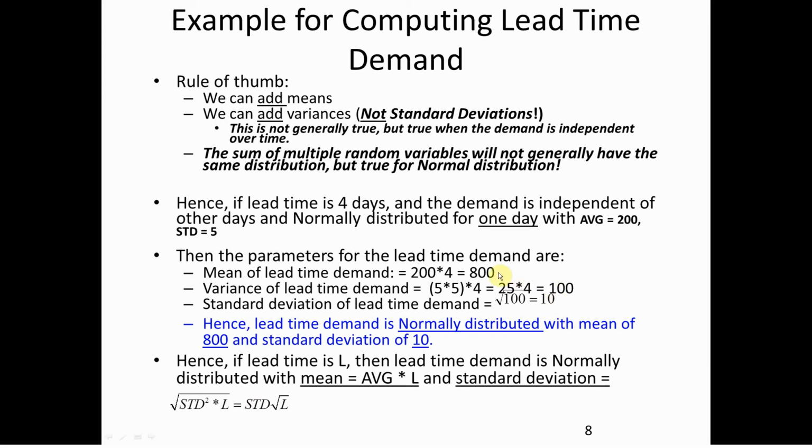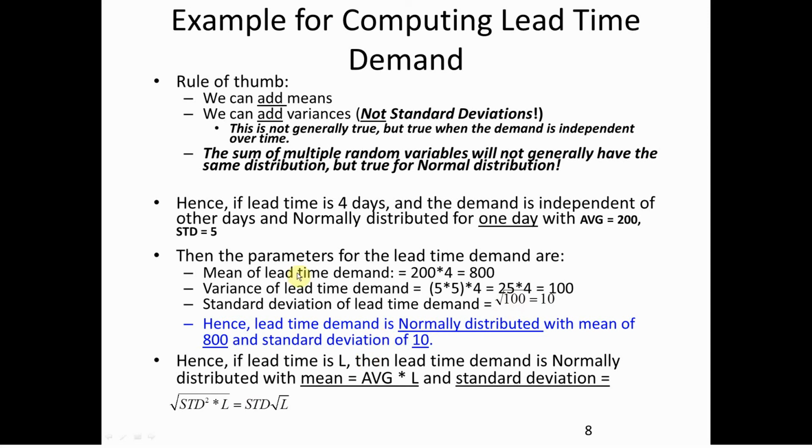So notice that if we did 4 times 5, the standard deviation over the lead time would be 20. But you see, you can't just add them. You see the standard deviation is actually only 10. Very, very important that you know you have to add the variances, and then to get the standard deviation, you just take the square root.